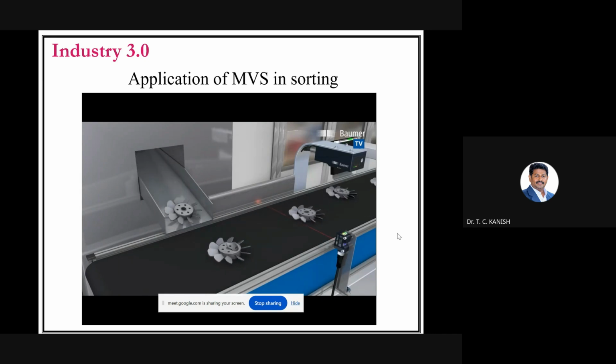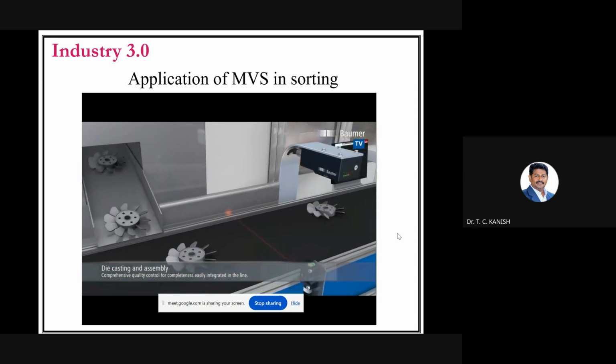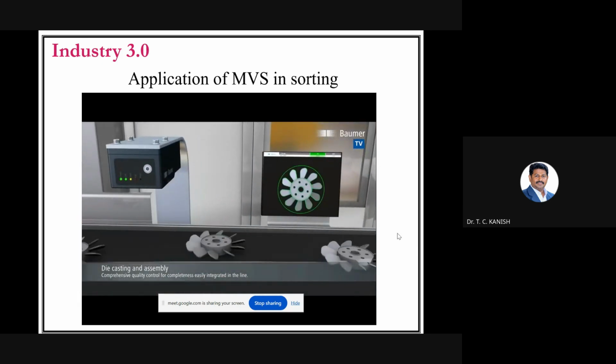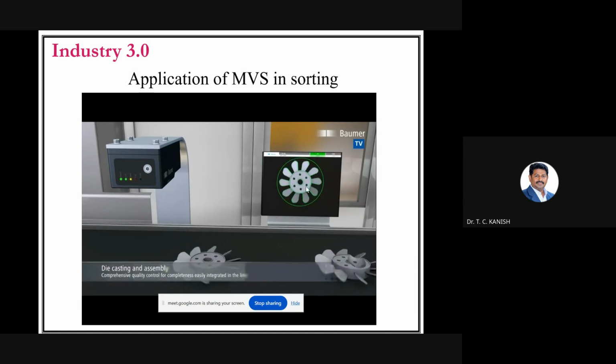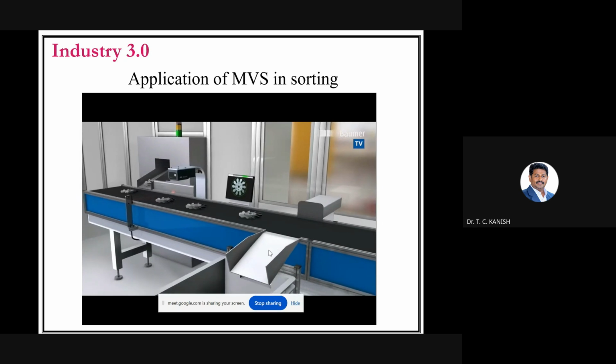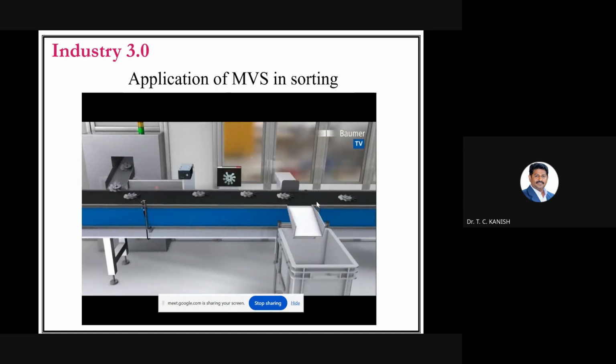Molded parts. So once the manufacturing is over, the camera will capture the image, and the actuators, the robotic actuator or whatever actuators, will start ejecting the component. So it finds out whether the component has a defect, then it will eject it. This is a pneumatic system we can use. So once it is found that there is a problem, then it will reject it.